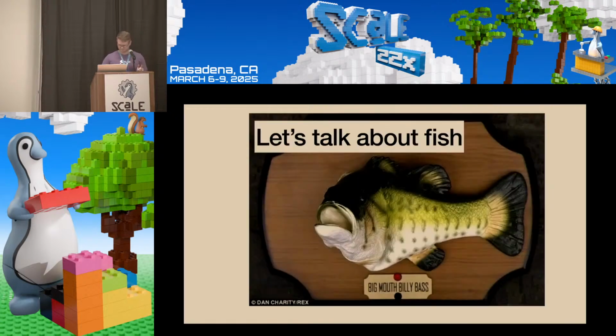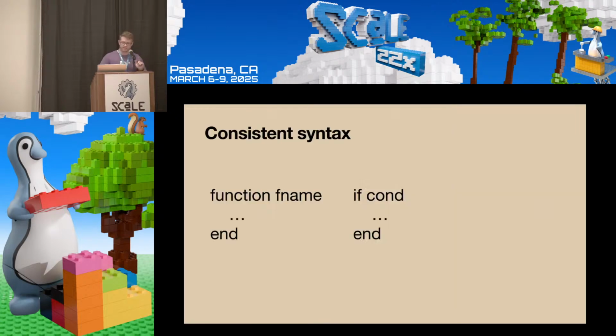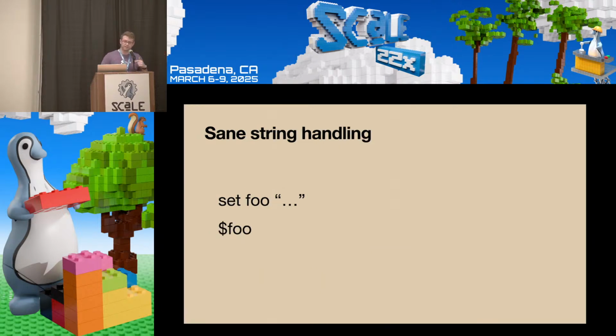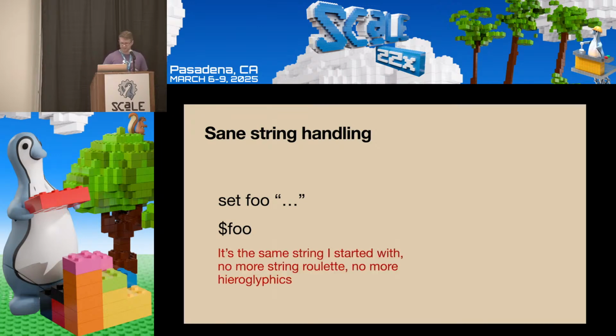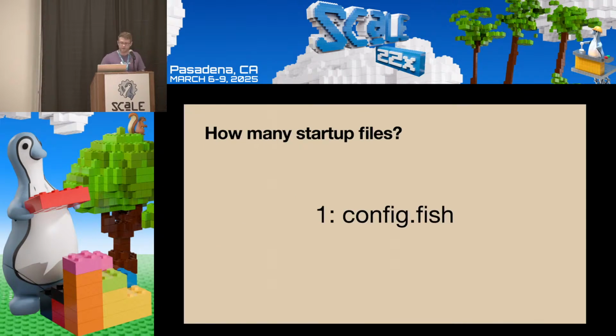Let's talk about fish. The consistent syntax is really nice. So here, at the end of both of these, you have the word end. So no matter what kind of block you have, it's end. It's also not backwards, which is nice. Strings. There's no word splitting. So when you set a variable equal to some string, it doesn't get split for no reason. Yeah, also no hieroglyphics. That's nice. How many startup files?